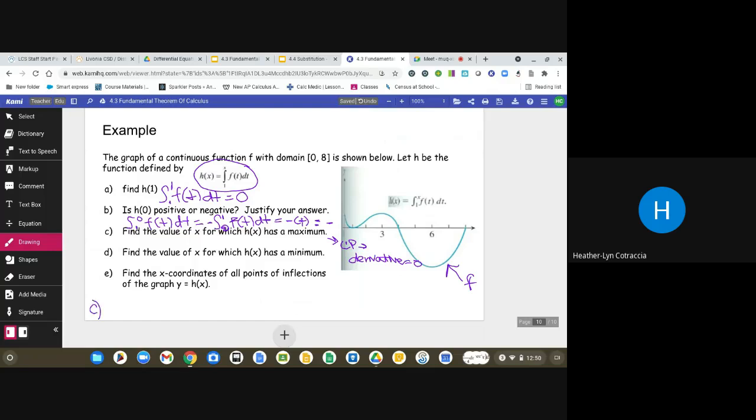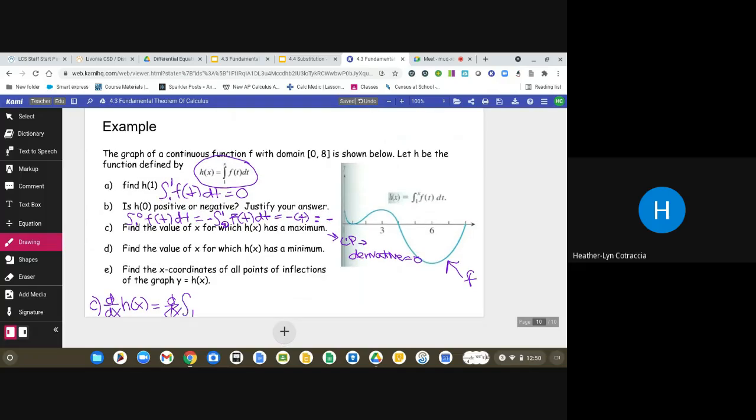I'm going to move down here for a second. So I need to find the derivative of h of x, which is the derivative of the antiderivative from 1 to x of f of t dt, which will be f of x. So the derivative of h of x is f of x, which is my graph over there.